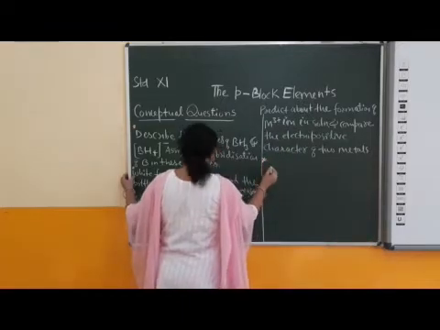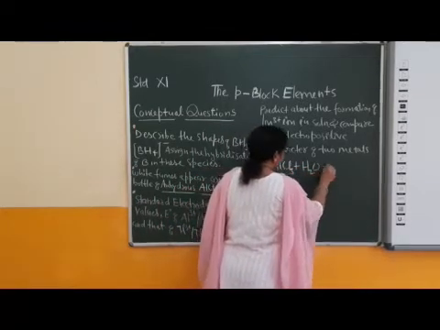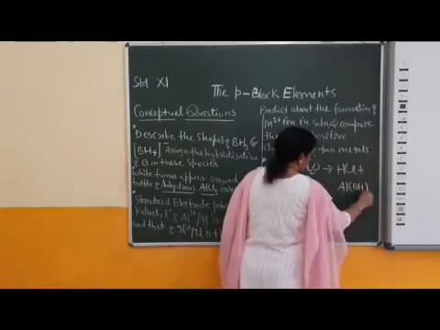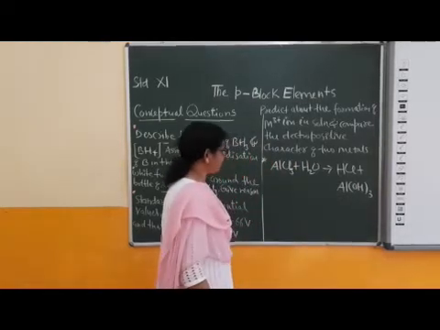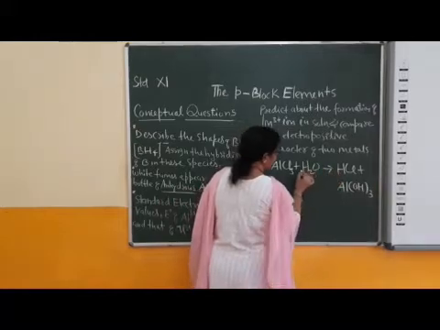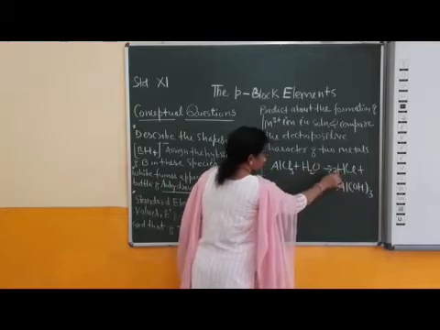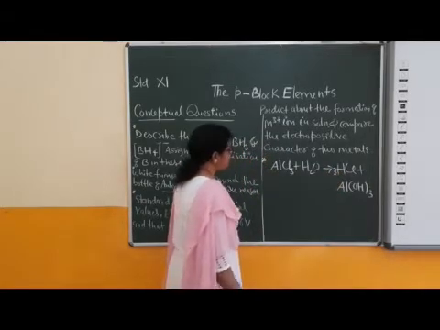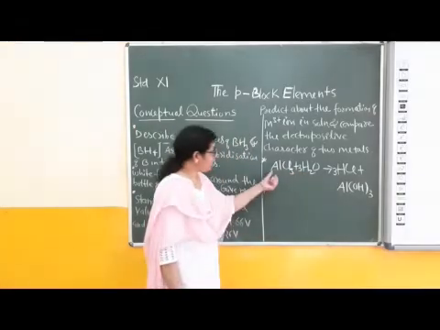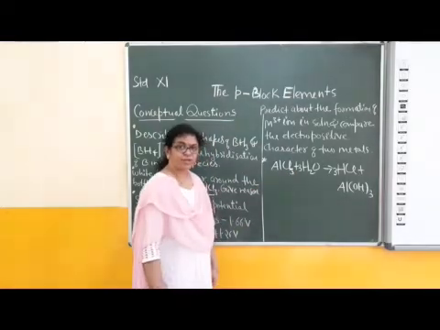Answer of the second one. Reaction between AlCl3 and water. Formation of HCl plus Al(OH)3. Here 3 chlorine atoms are present, so multiply this by 3. Add this water molecule by 3. Now balanced. Aluminum chloride on hydrolysis gives hydrochloric acid and aluminium hydroxide.